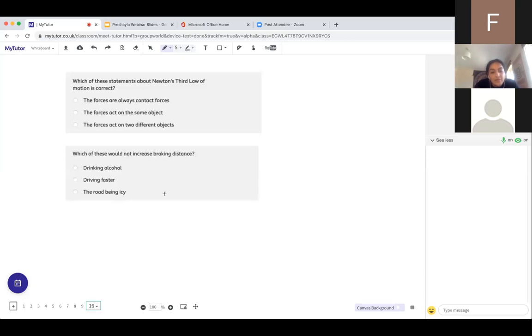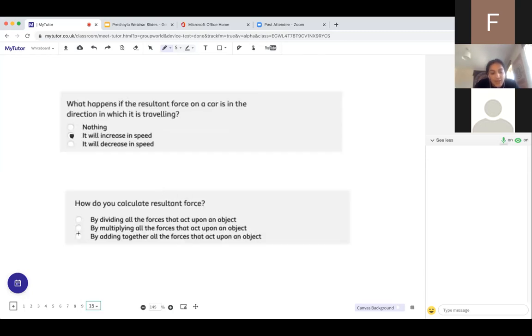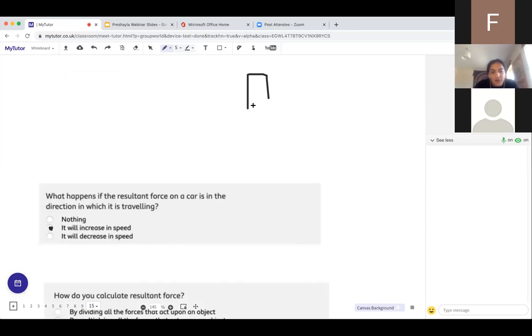How do you calculate resultant force? You're going to add together all the forces that act upon an object. So let's say we have a car. I'll just draw it as a box. Obviously that's not a car, but just pretend it is. So we have a force going forwards, let's say of 6 newtons. We have another force of 3 newtons. This can be whatever object you want. It doesn't necessarily need to be a car. And then we have a resistive force, or a force facing the opposite way, of 2 newtons.